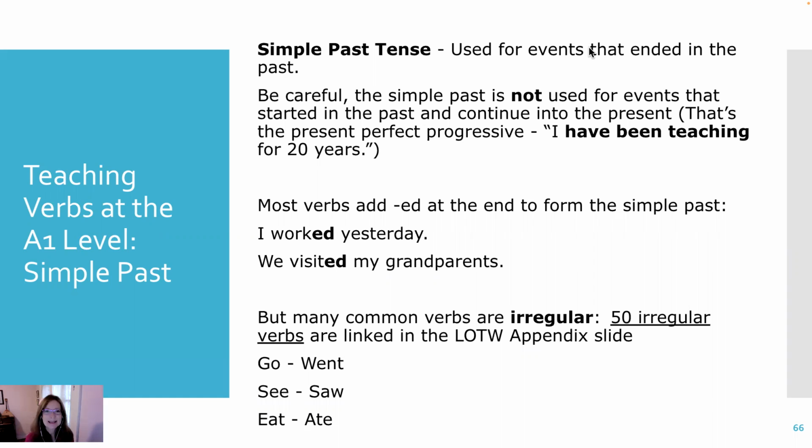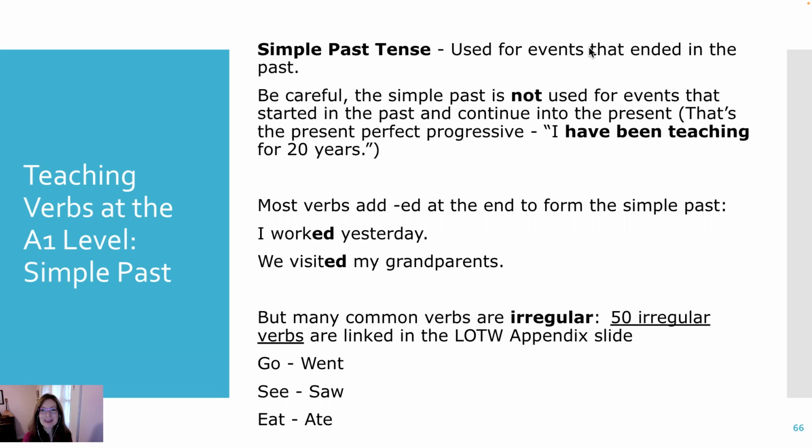And the simple past tense is used a lot. It's used all the time for events that ended in the past. And we have to be careful because there are other past tenses. We're going to be talking in future webinars about the past perfect and the past continuous. But one of the things that students sometimes get confused is the past and the present perfect progressive.